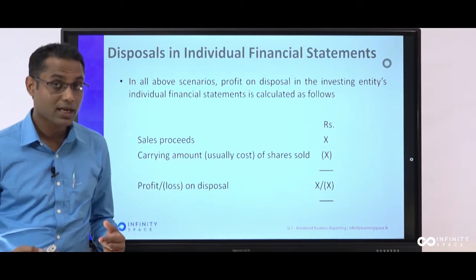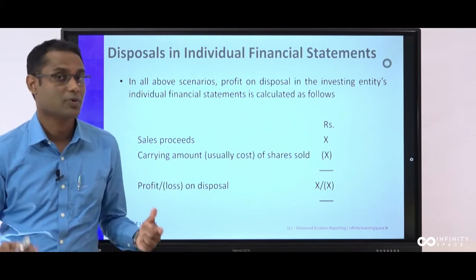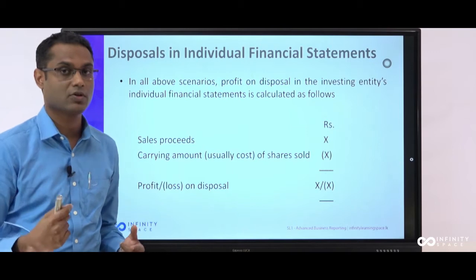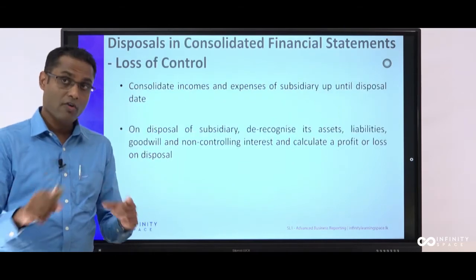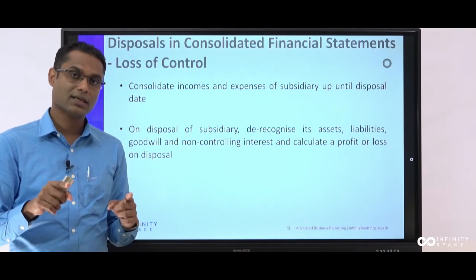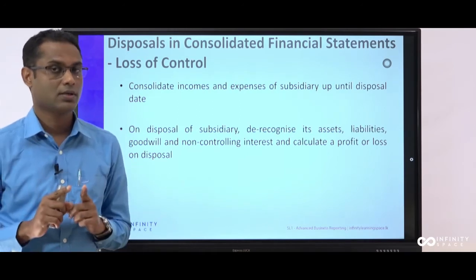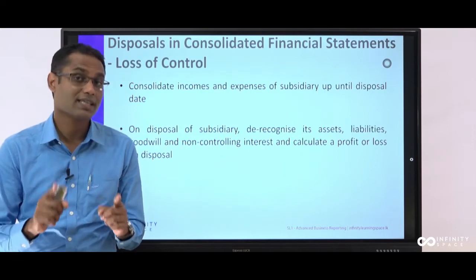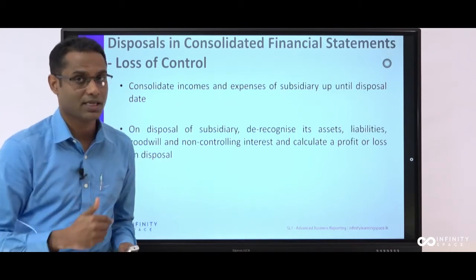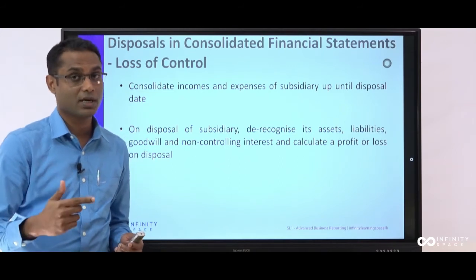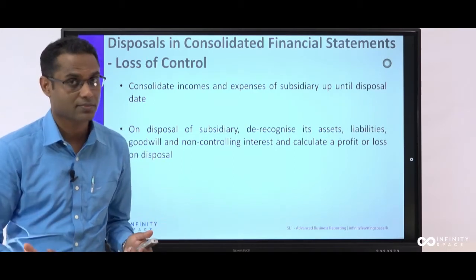Now, when the parent is preparing the consolidated financial statements, at the consolidation level the parent also has to calculate the profit on disposal. Once the control is lost, the parent has to calculate the disposal profit at the consolidated financial statement level. Now, when the parent is calculating the profit in their consolidated financial statements, what you need to understand is that the date of disposal is very important. Let's assume the disposal of the subsidiary has happened in the middle of the year, in between the financial year. Up until the date of disposal it's a subsidiary, which means when you prepare the consolidated income statement, up until that date, the income and expenses of the subsidiary are to be consolidated, maybe on a pro rata basis, right?